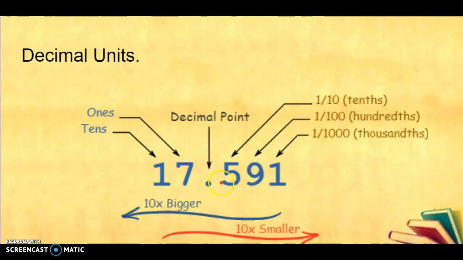As I told you earlier, there are no ones in decimals. So the first number is tenths, then hundredths and then thousandths. It means that this tenth is bigger than this hundredth, because this 9 is 10 times smaller than this 5 and this thousandth is 10 times smaller than this hundredth. So thousandths are smaller than hundredths and hundredths are smaller than tenths.